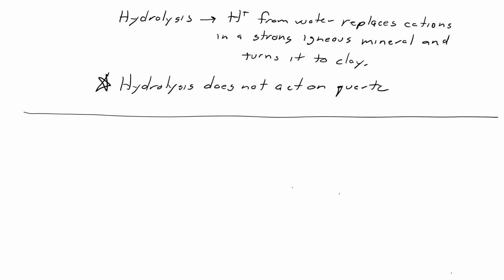So hydrolysis is an extremely important chemical weathering process that can create pores in rocks that typically don't have many pores, such as the igneous rocks and the metamorphic rocks. So hydrolysis, one of the most important chemical weathering agents we have.